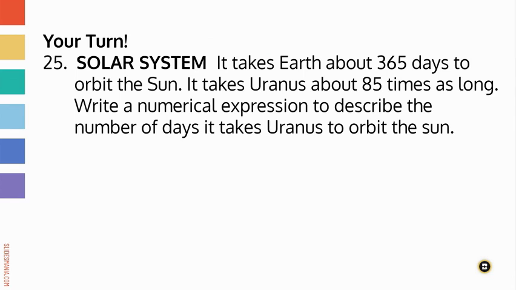Okay, now it's your turn to try one of these word problems. So we have a solar system. It takes Earth about 365 days to orbit the sun. It takes Uranus about 85 times as long. Write a numerical expression to describe the number of days it takes Uranus to orbit the sun. So try that on your own. Pause the video so that you have some time to work it out. And then when you're done, you can check your answer. And then here's the answer that you should have gotten. If you need to pause so that you can fix your answer, that's fine.